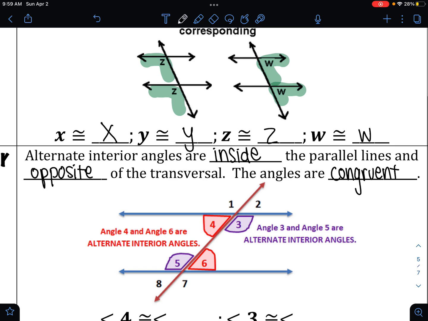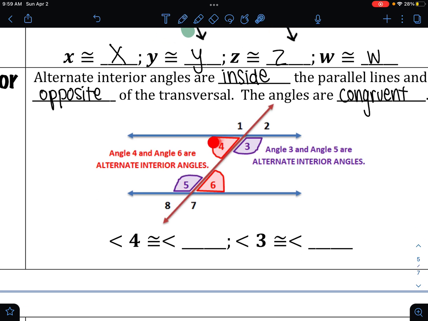So as you can see in the picture, 4 and 6 are alternate interior angles, and angle 3 and 5 are also alternate interior angles. So you can see they're inside the parallel lines. These two lines are parallel. And they are opposite of the transversal. So this is one side of the transversal. The opposite side would be over here. So this angle 3 and this angle 5 are congruent. So I know that angle 4 is congruent to angle 6. Angle 3 is congruent to angle 5.